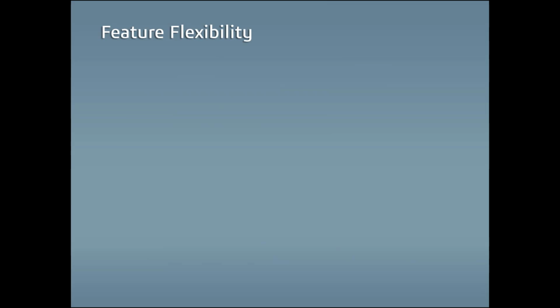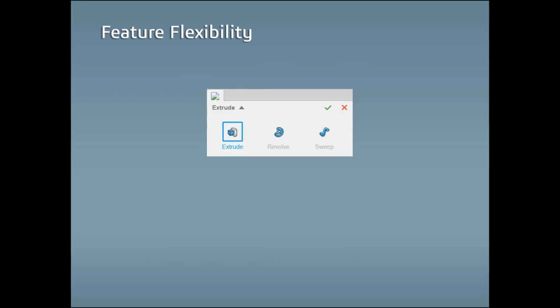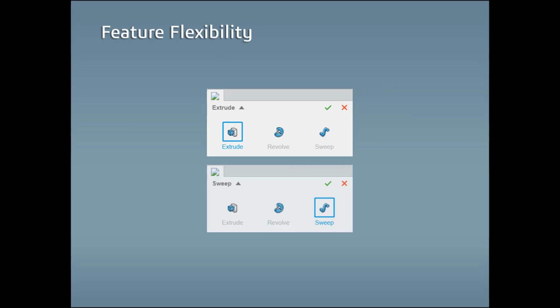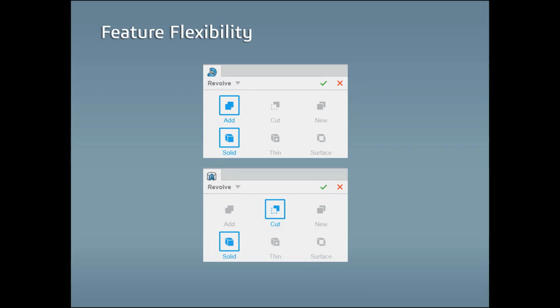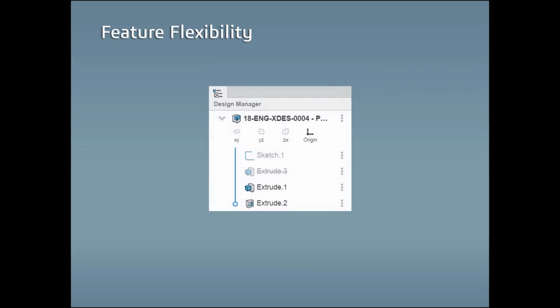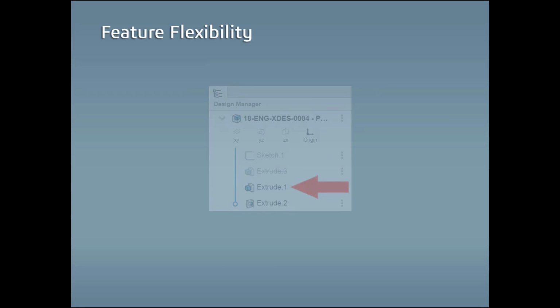Another functionality integrated in xDesign is the use of super features, which allows you to switch the feature type at any time. If you originally created an extrude feature, you can change it to a sweep, or if the original geometry was set as a revolve that adds material, you can switch it to remove material instead. These changes can be done at any point in the design process without breaking the model and design history.